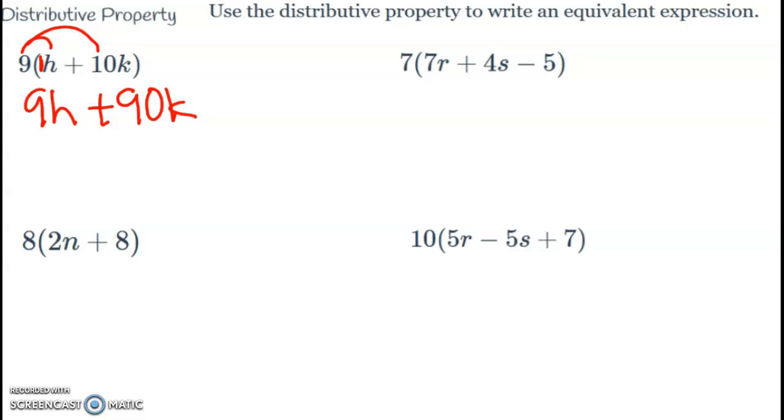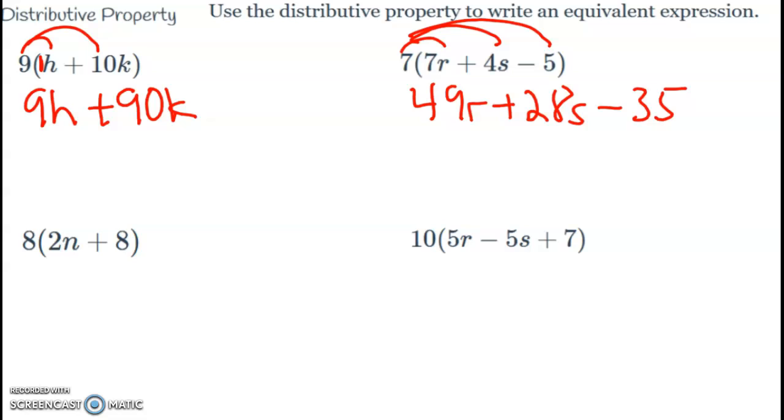So on the next one here, we're going to distribute that 7 toward every term inside. So we're going to multiply against the 7, the positive 4, and the negative 5 here. So you have 7 times 7, which is 49, 7 times 4, which is 28, and then 7 times 5, which is 35. So you got 49r plus 28s minus 35.